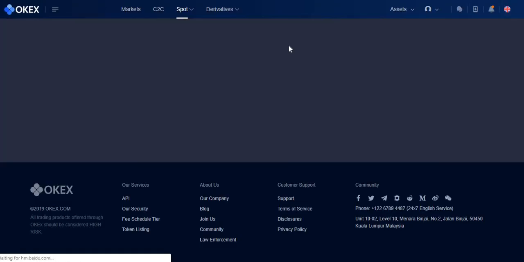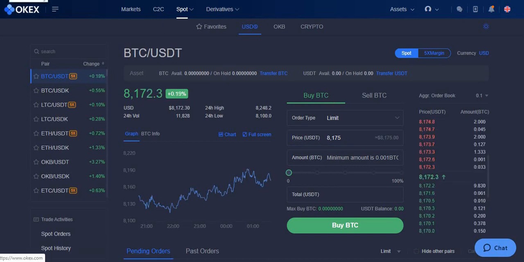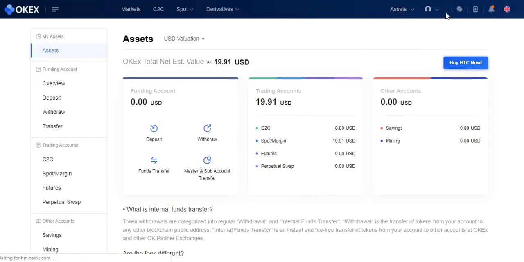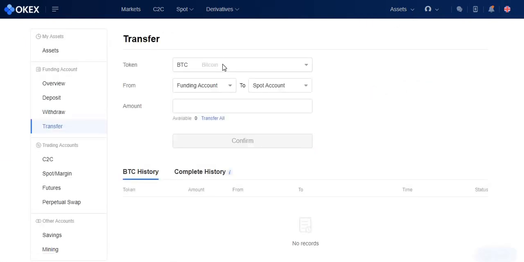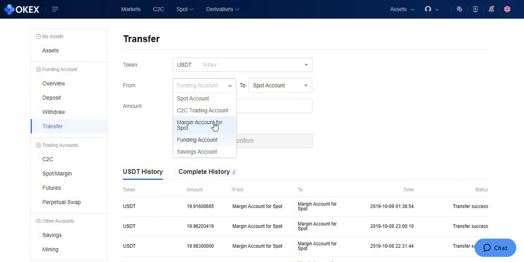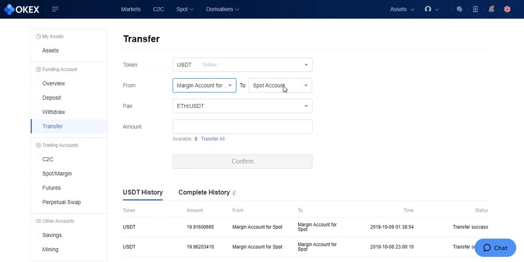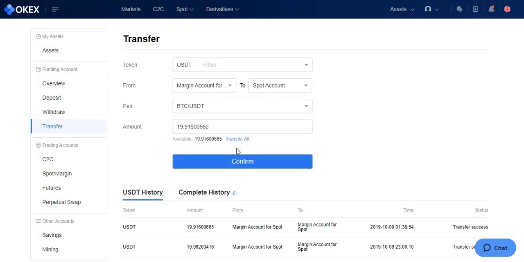Spot trading. Okay, so this is what I was trying to get. So I have to do some transfer, which if I'm not getting it, then I have to go to assets. Okay, go to transfer. Then now I want to transfer my USDT from my margin account for spot, and I'm transferring to spot account. Now what pair do I want to transfer it to? I want to transfer it to BTC USDT, and I'll transfer all amount.